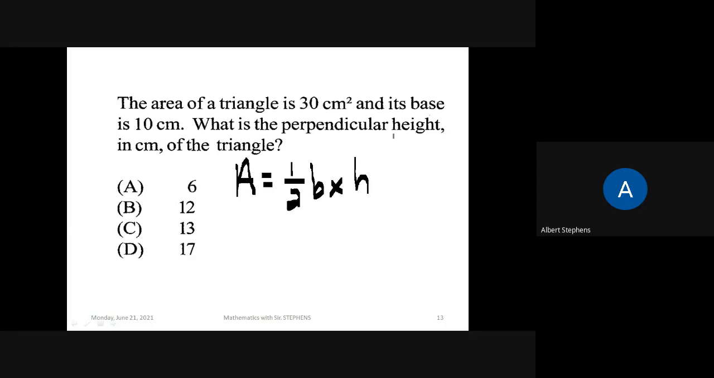They want us to find the what? The height. What is the area of a triangle? Area equals a half multiplied by the base, which is what? 10, multiplied by h. Area is 30 centimeters. All right, go ahead from your work and tell me what the value of h is.